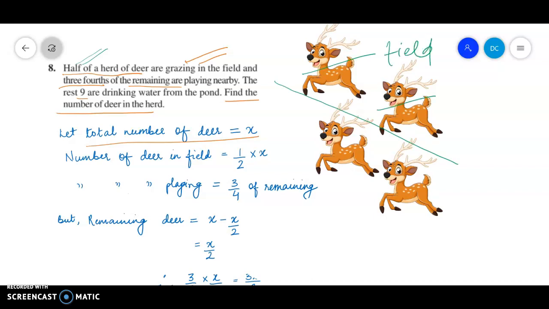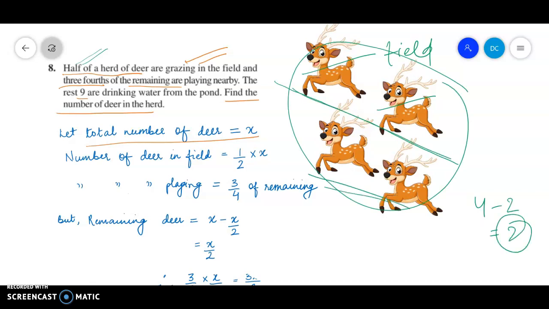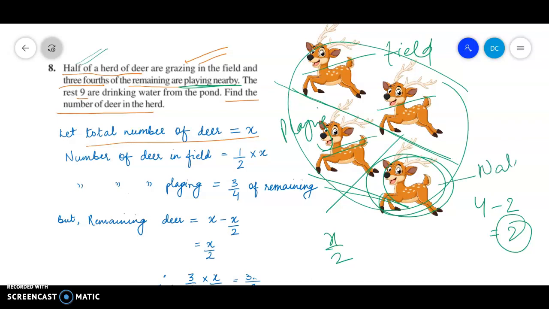Okay. Now what is the remaining? When from the total you subtract half, that is 2, so 2 are remaining. That is what we did for x by 2 in the field. The rest, 9, are drinking. Okay, so from here 3/4 is gone. Let us say this is gone for playing. So this is the remaining deer in the water near the pond.